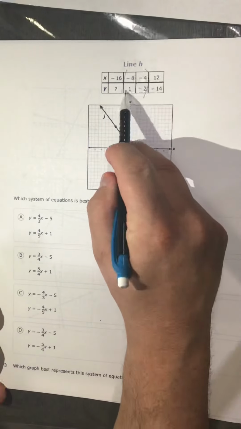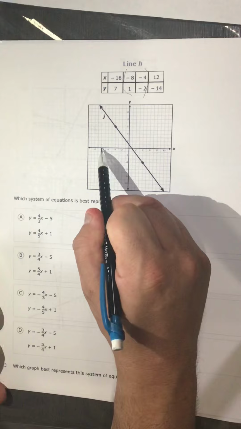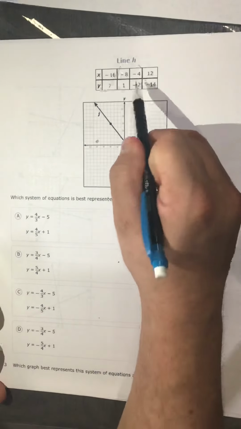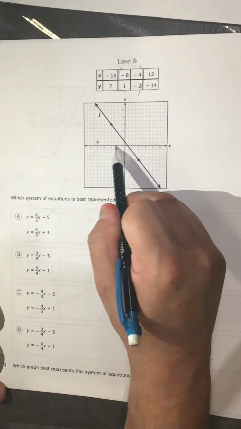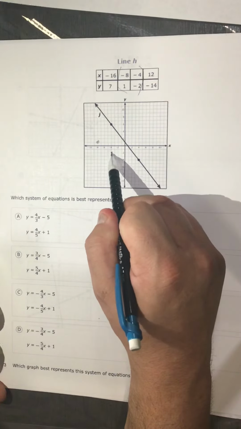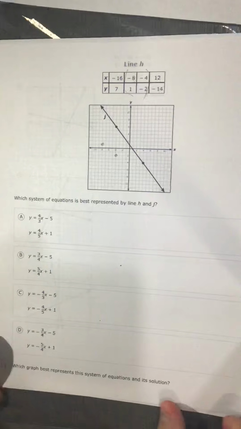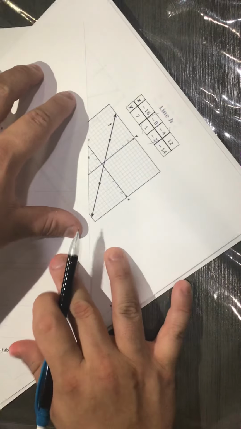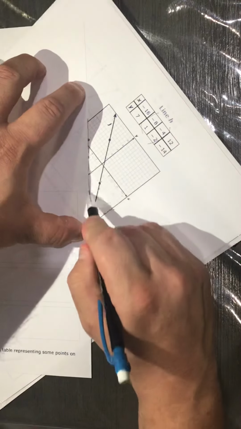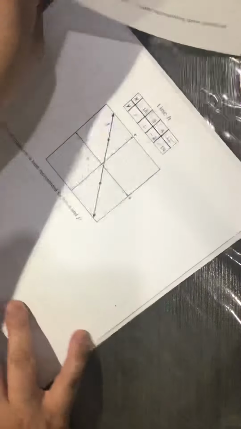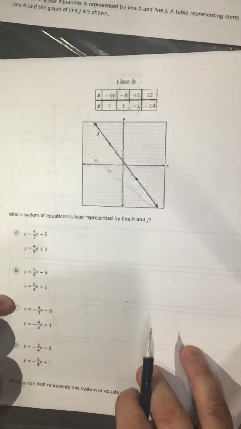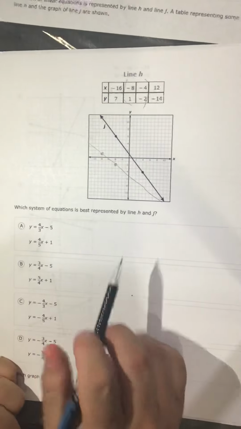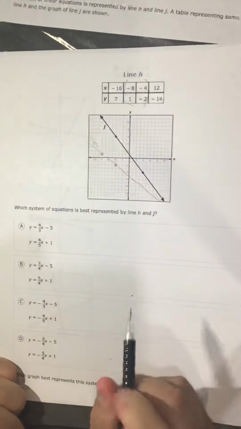This is my x, this is my y. So I'm going to -8 up 1. Here's my first point. My next one is -4, -2. Right here, I'll draw my line. And after drawing my line, it's asking me which system of equations represents line H, line J. This is J, this is H.